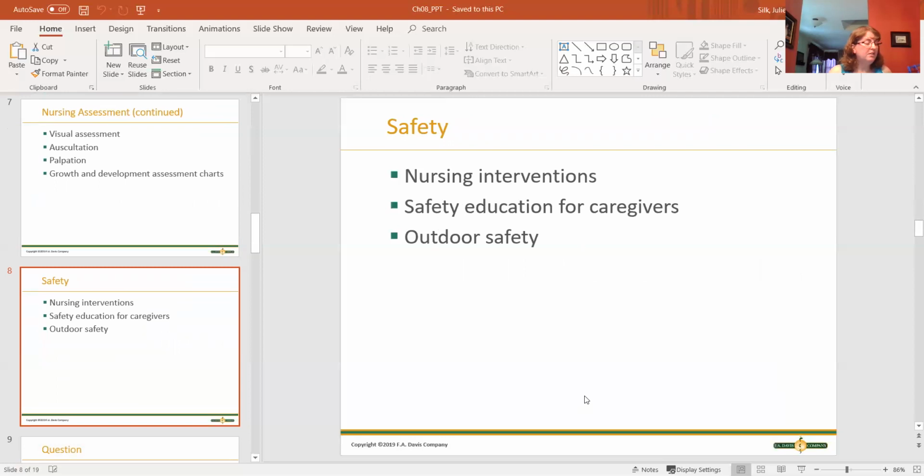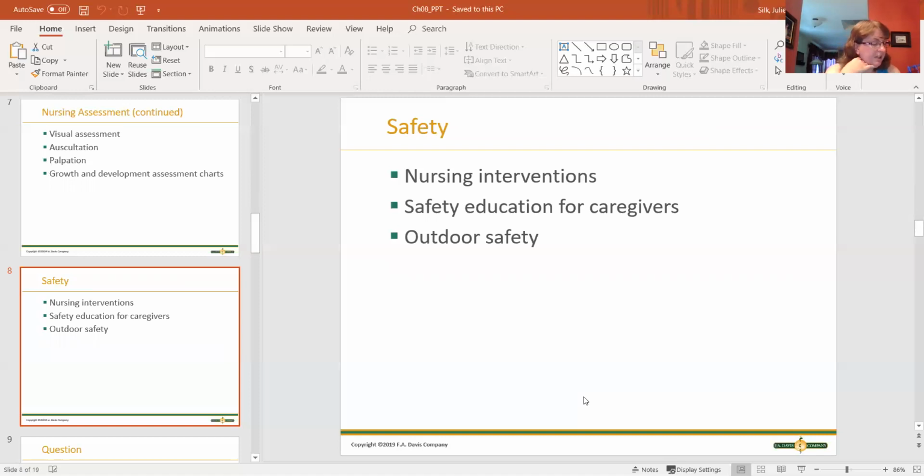With safety, so according to the CDC, unintentional injury is the number one cause of death for all children in the United States. So it's really important to talk about some of those things with the parents and everything to make sure that they understand some of those safety things they should be doing.